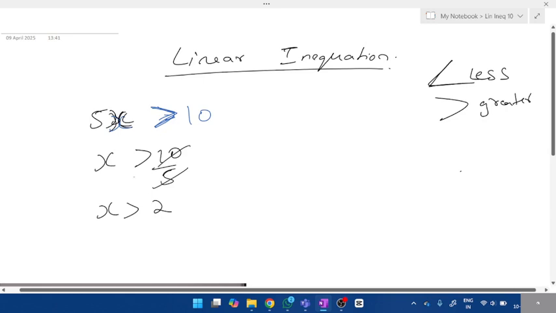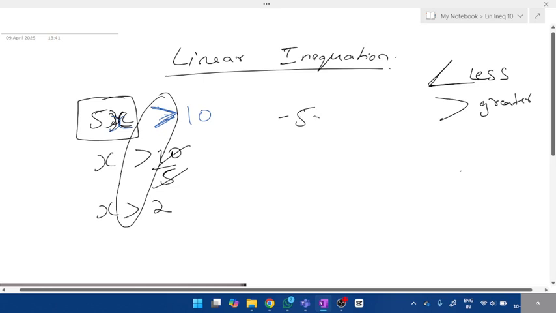Okay, and what is the relation between 5 and x? What sign is there between 5 and x? Multiplication, sir. Multiplication. So for multiplication of a positive number, did we change the inequality sign or does it remain the same? It remains the same.